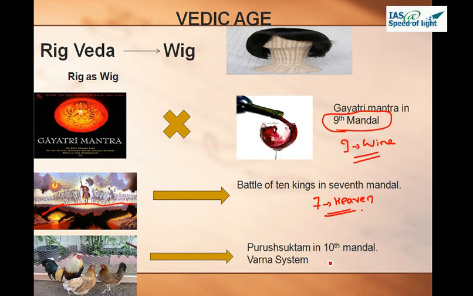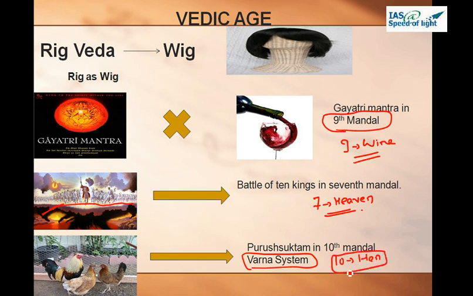Purush Suktam in 10th mandal. This Purush Suktam tells us about the Varna system. Varna, we understand it as the caste system, the division of society on the basis of birth or on the basis of the work they do. So these are the hens. 10 was hen for us.